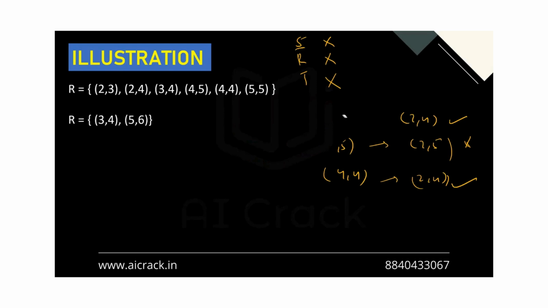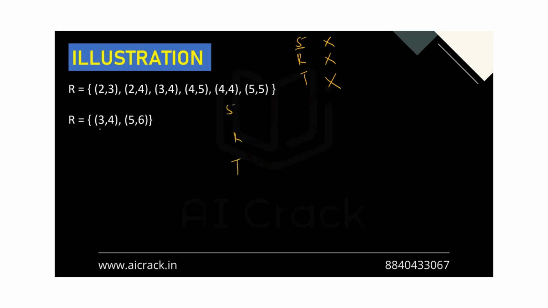Now let's look at this example. Now we have 3 comma 4 and 5 comma 6. So for symmetric, reflexive, and transitive: for 3 comma 4, do we have 4 comma 3? No, that's why not symmetric. For 3 comma 4, do we have 3 comma 3? No. So that's why not reflexive. Now we have 3 comma 4 and we have 5 comma 6.